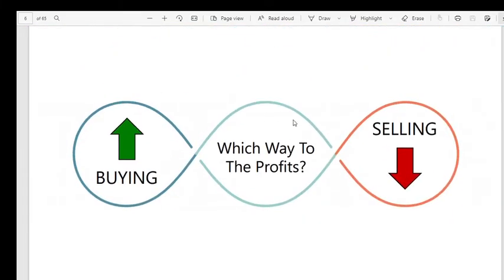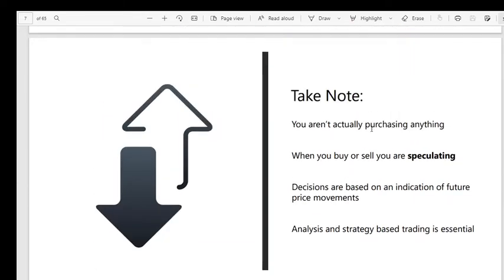So buying is one way to profit, and then we sell it. When you buy, you're speculating.